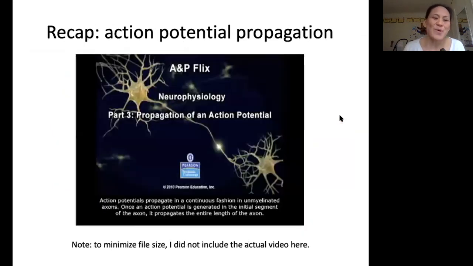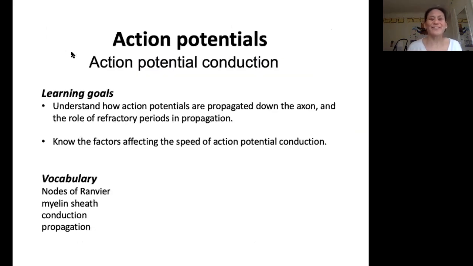All right, so this is just a reminder for you and for me to tell you to watch this video. There's a very nice video that I will be posting that shows the propagation of an action potential, both in unmyelinated and myelinated axons. It has a really nice animation that really gives you a good sense of what saltatory conduction looks like. So I urge you to watch that.